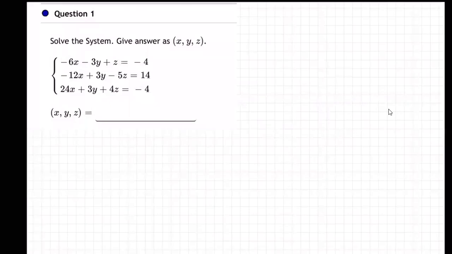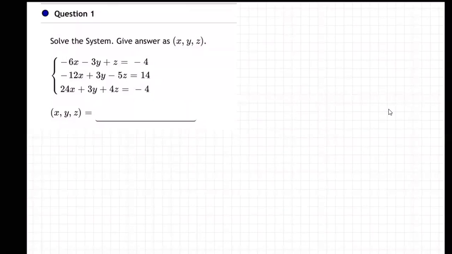Okay, so we're supposed to solve this system and give an answer with parentheses and x, y, and z, three numbers. All right, how do we handle three equations at the same time? Well, it's not easy. But what we want to do, first off, is identify one of the letters that will be a little bit easier to deal with than the other ones.